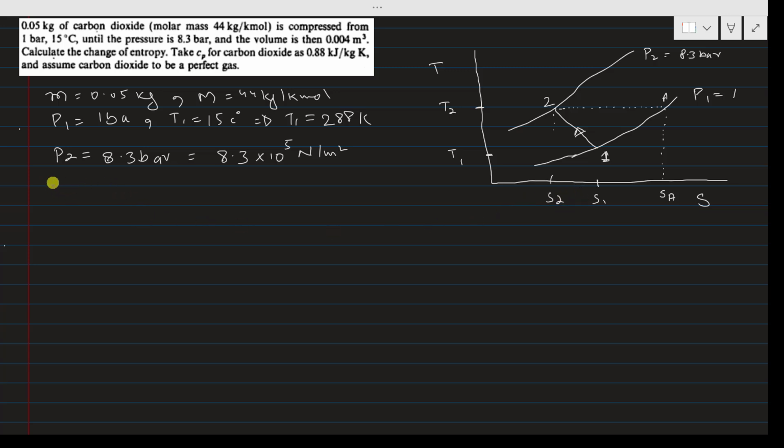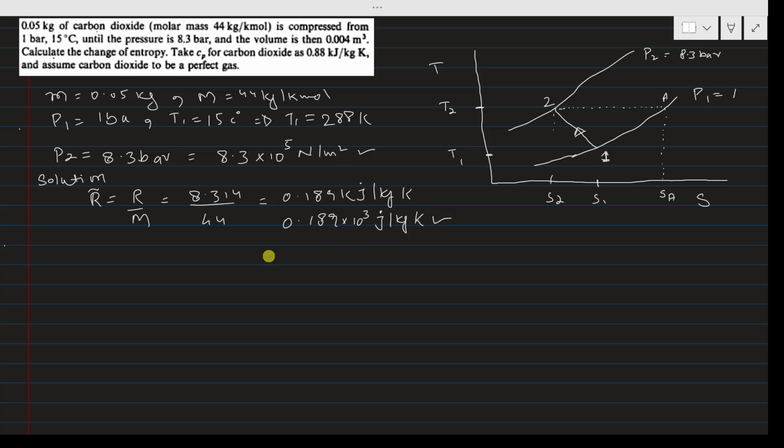So let's come to the solution. First of all, we need to find the gas constant for carbon dioxide, which is equal to the universal gas constant divided by the molar mass. The universal gas constant is 8.314 kilojoule per kmol K divided by the molar mass, 44. So you will get the gas constant, 0.189 kilojoule per kg K. You can also write it as 0.189 times 10 to the power 3 joule per kg K. Whenever you use the formula, you will use the pressure value with 10 to the power 5 and 10 to the power 3 values.